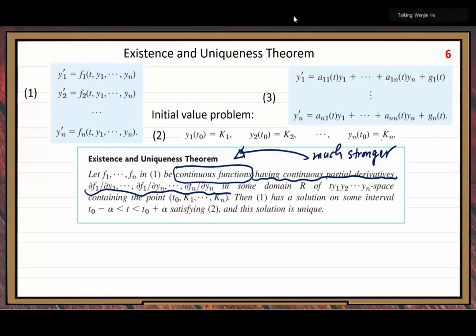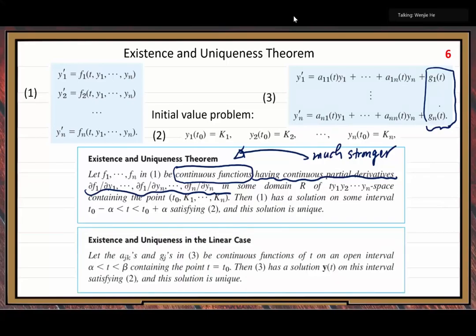Then we add a G part, a known vector function. Then the existence uniqueness of the linear case. Here, when we consider this system, this time it's a linear system. So this system number 3 is the linear system. This second one is a linear case.